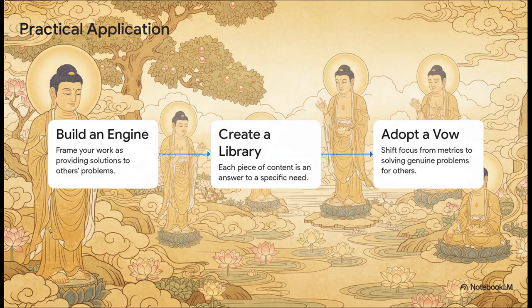Step 2, create a solution library. Every single thing you create can be a specific answer to a specific need out there. And finally, step 3, adopt a vow-driven goal. This is the big one. You shift your focus away from metrics like traffic or sales or likes, and you put it squarely on solving genuine problems for other people. That becomes the new goal.